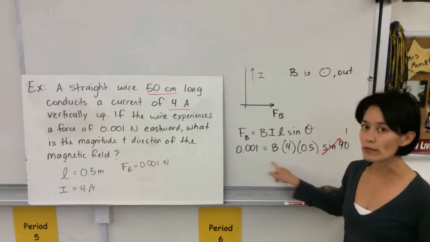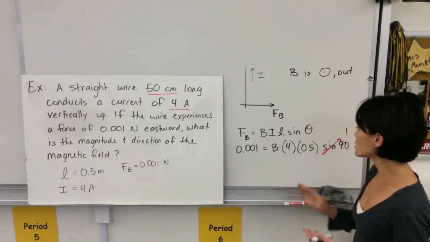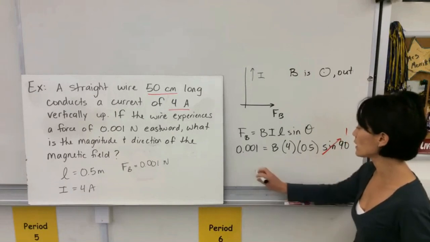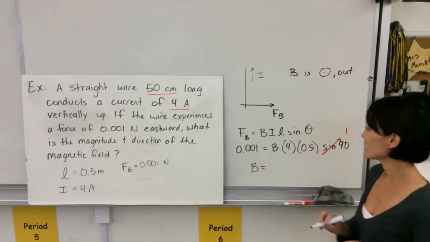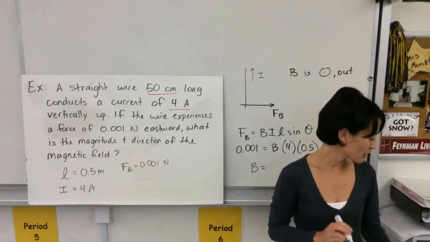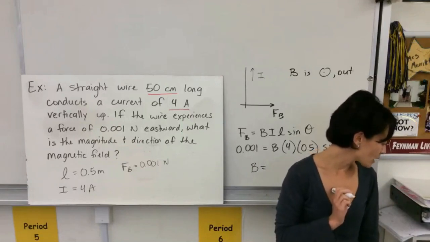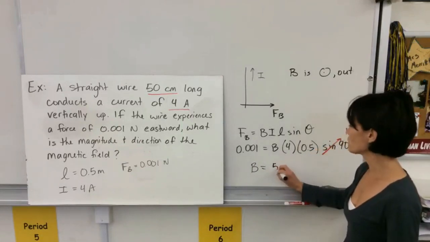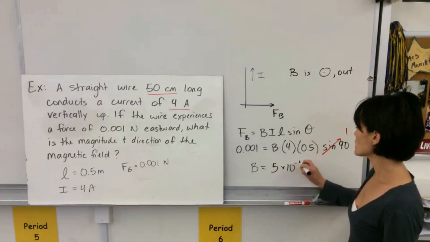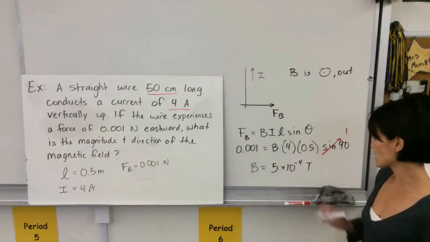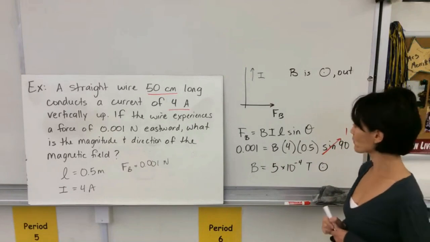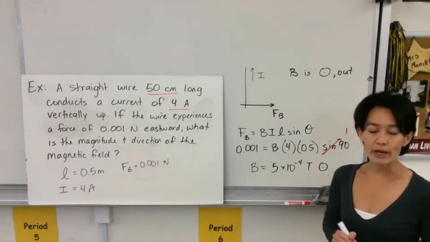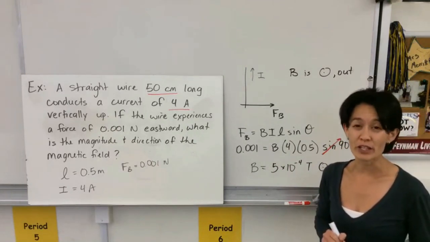So go ahead and take a moment and calculate out what this is. If you need to pause the video to try and calculate it out, don't just cheat and wait for my answer. So the magnetic field value that I got was 5 times 10 to the negative 4 teslas. And again, that direction is out. So I would indicate that with a dot, or I'd write the word out. Okay? So when we get back to class, we'll look at some more examples of magnetic force on a wire.